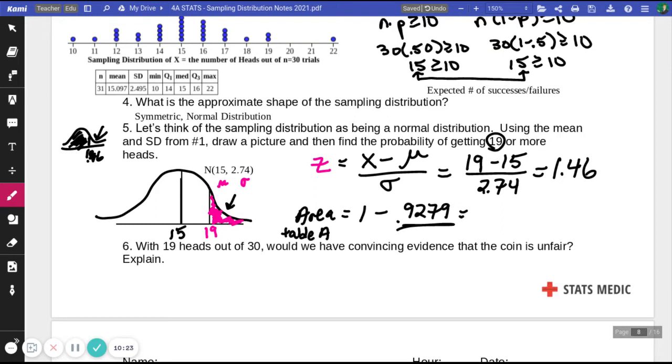And we'll see more of this in the future as well. And this will give us 0.0721. So if we round that to a percentage, 7.2%.